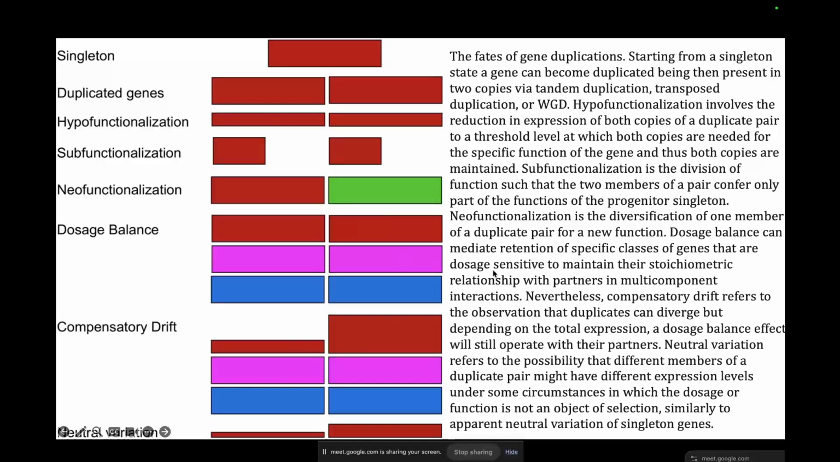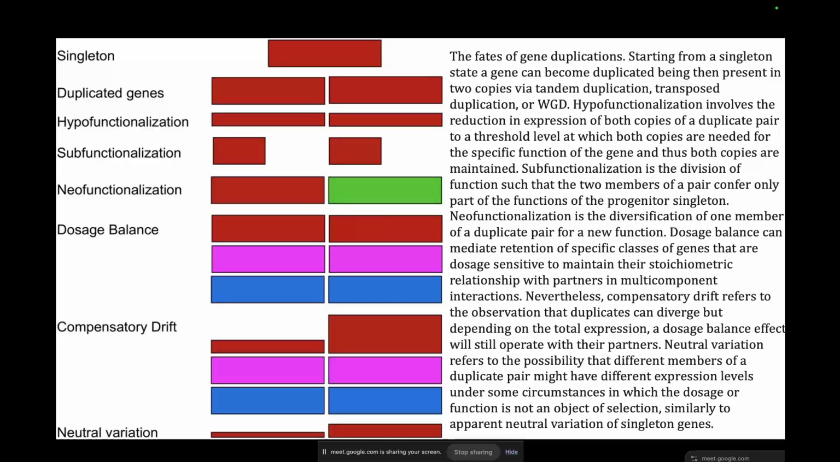Yeah. In dosage balance, what can happen is it can mediate retention of specific classes of genes that are dosage sensitive, like the X-linked inactivation I was just talking about, to maintain their stoichiometric relationship with partners in multi-component interactions. So basically, if you have some dosage sensitive genes here, if you overexpress those genes, there will be some pathogenic phenotype or a disease-causing phenotype. So what happens is basically they reduce the dosage, the expression of each of these set of genes in specific locations, so as to counteract this phenotype. Right.